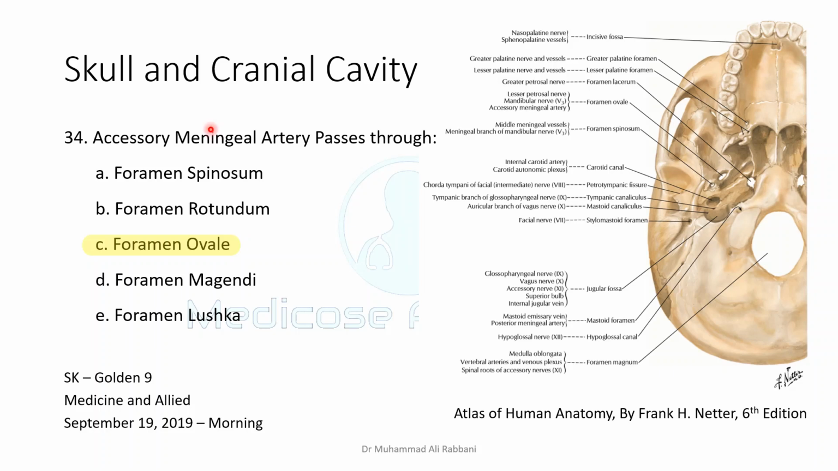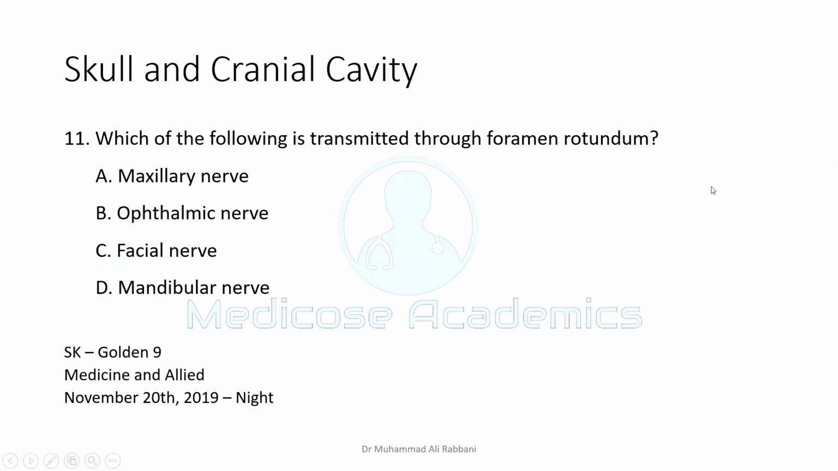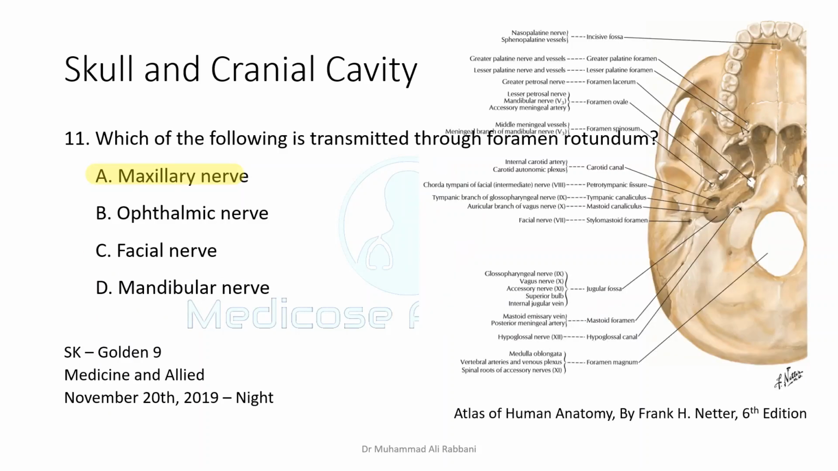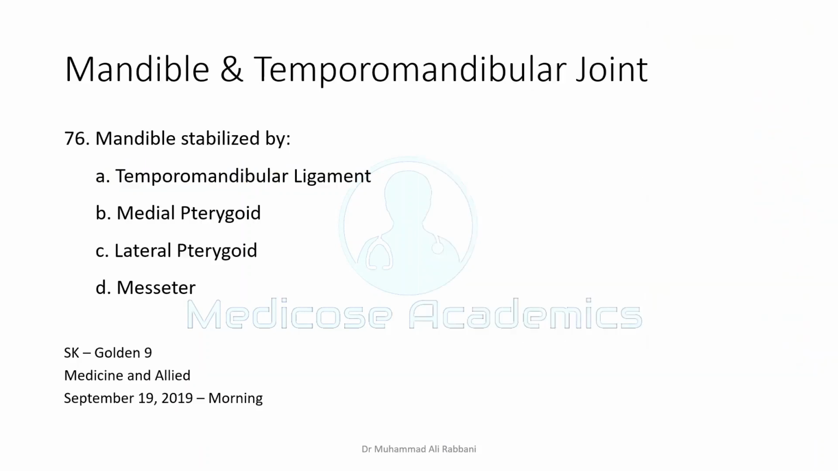Another question that is repeatedly asked is what the middle meningeal artery passes through. The middle meningeal artery passes through foramen spinosum. You can see it here. Which of the following is transmitted through foramen rotundum? You should know that it is the maxillary division of the trigeminal nerve. Be very vigilant about the three divisions of the trigeminal nerve. It passes through the foramen rotundum. You cannot see it in this picture, but still.